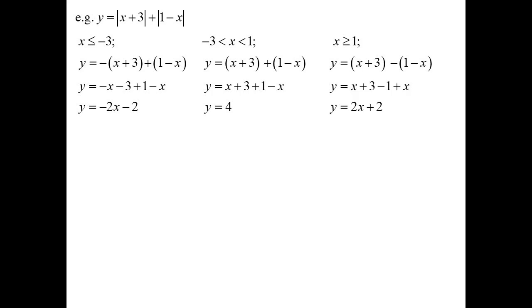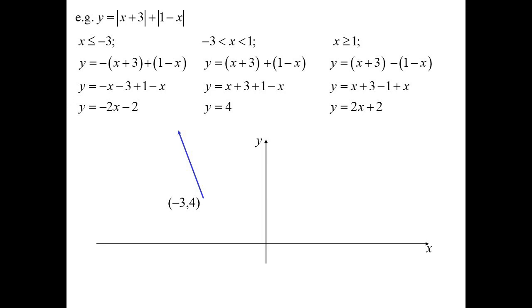Now I can draw the graph. Up to -3, I'm drawing the line y equals minus 2x minus 2. So it would stop at the point -3, 4. Then it's going horizontal, y equals 4, until I get to the point 1, 4. And then after that, it becomes 2x plus 2. So we get this interesting, well, I don't know that you could call it a U, but interesting sort of shape there for that graph.